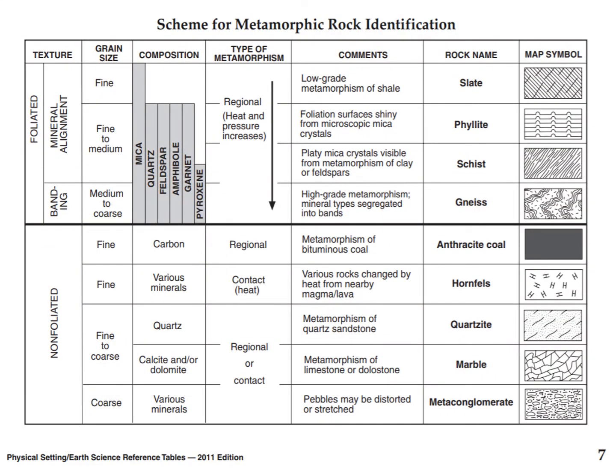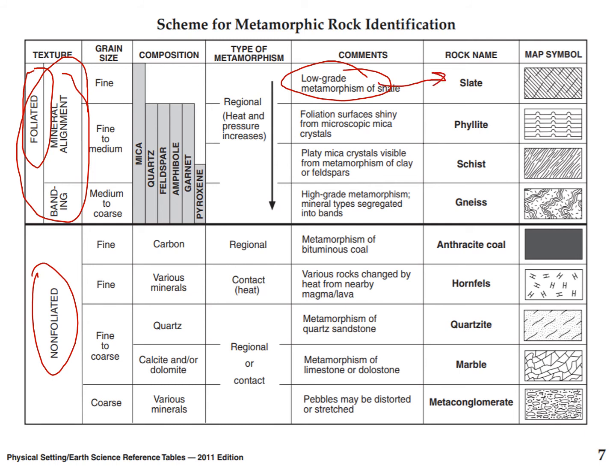So look at the scheme for metamorphic rock identification. And you can see, first of all, we break it up into foliated and non-foliated. Remember, foliated, this is everything that happens to clay. All right? So when we start, notice low-grade metamorphism of shale makes slate. As you increase the heat and pressure, notice it goes down. So slate turns into phyllite, turns into schist, turns into gneiss. What happens if you hit it with more heat and pressure? Well, it melts. So that's as far as you could go with that.